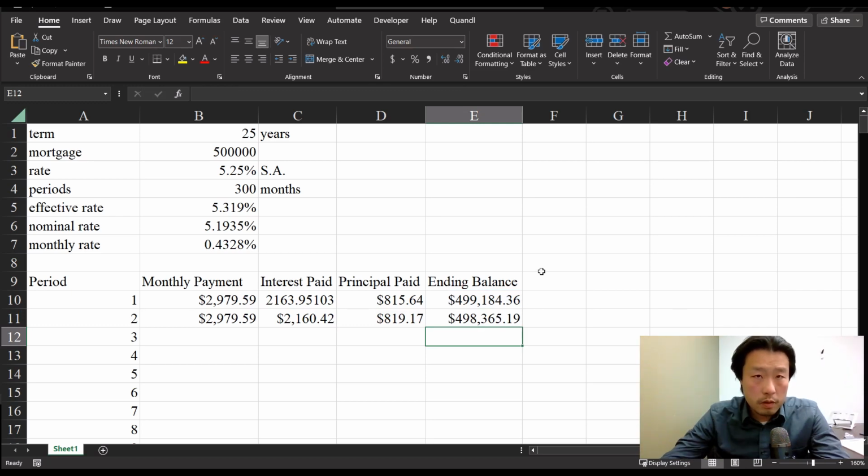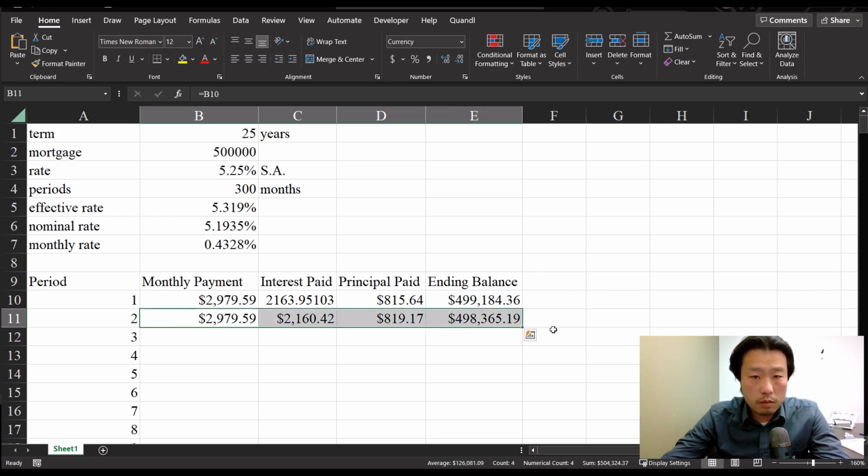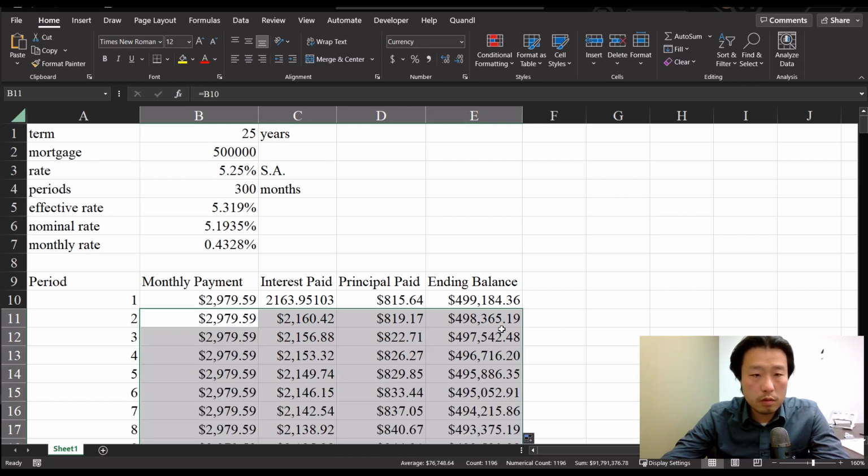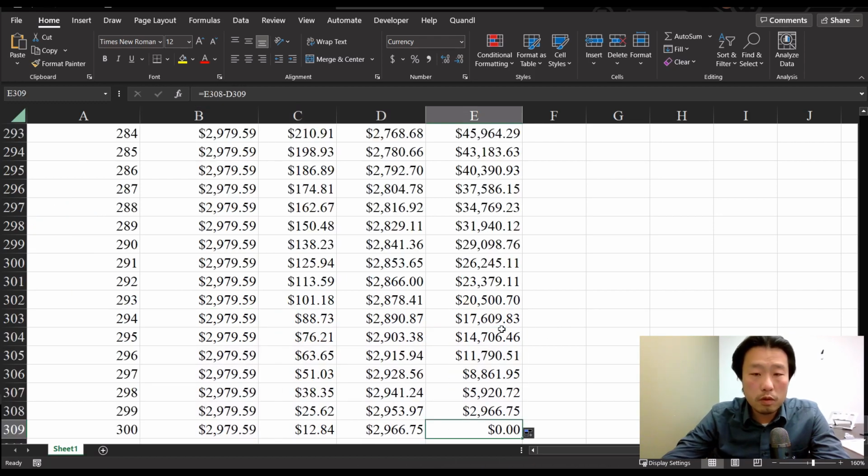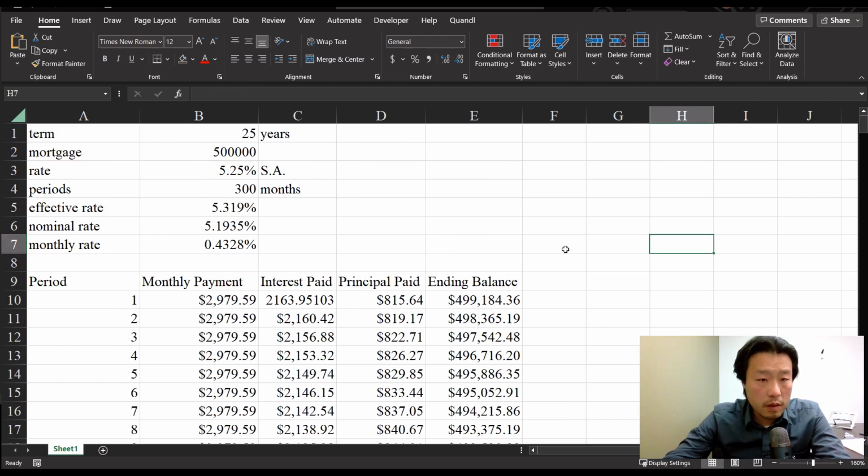The last step is to fill the table. In order to fill the table, you just need to select the second month cells and then double click to fill the table. Notice that in period 300 we have a zero balance, so it means that after the 300 periods, we have paid down the mortgage. Basically, the amortization table is done.